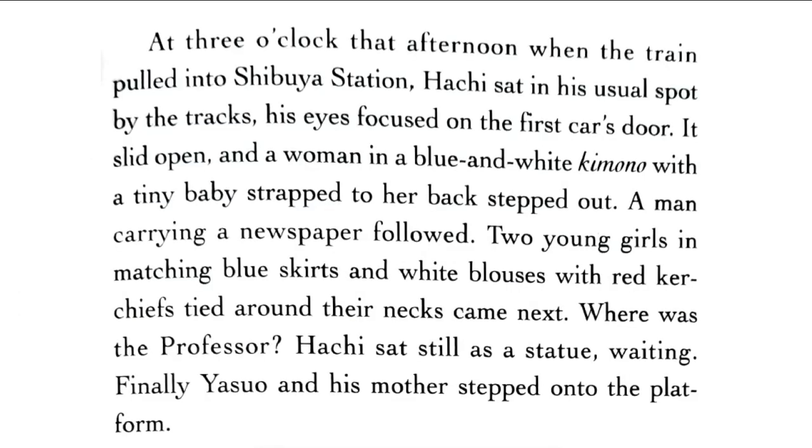Here's another excerpt, and I'm not going to read this whole excerpt, but it refers to the train pulling up. It refers to a woman in a blue and white kimono, and it refers to young girls in matching blue skirts and white blouses. So I looked up some photos for you. The first one is a train pulling into a station in Japan. So that will help you visualize what the train station looks like, where Hachiko is standing waiting for Professor Ueno. The next photo is school uniforms in Japan. They're pretty standard, white blouses and blue skirts.